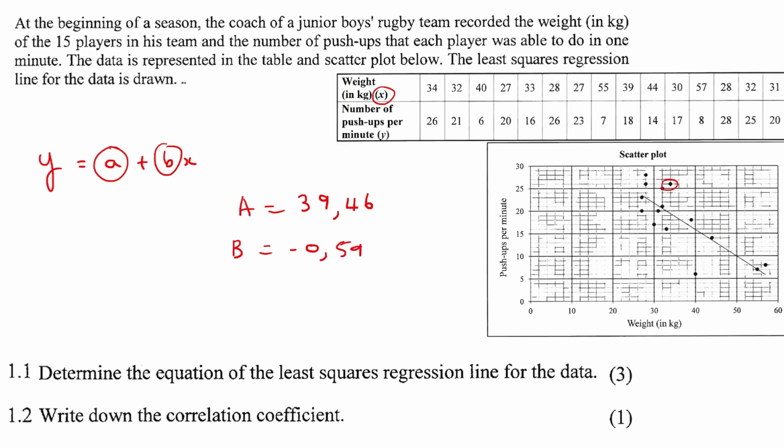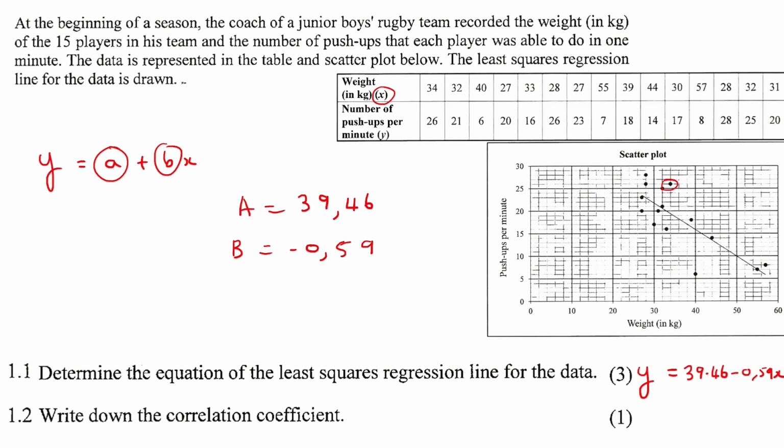If you're not getting the same values, then you've just mistyped one of these numbers. So then we can just fill this in. So y equals 39,46 minus 0,59x.